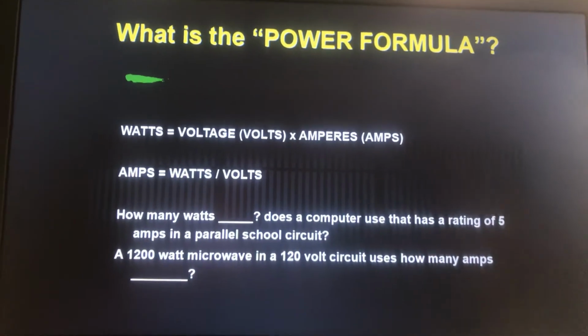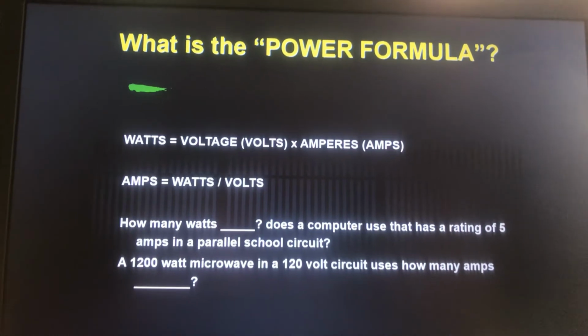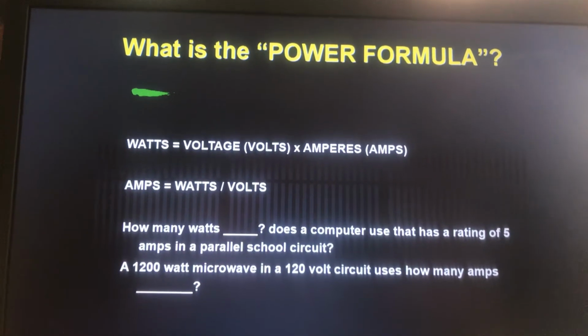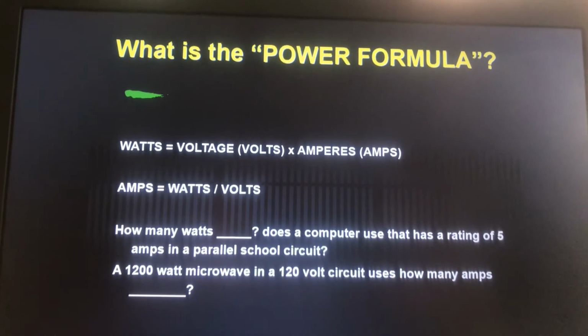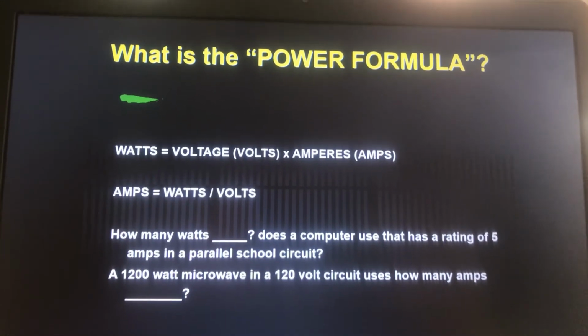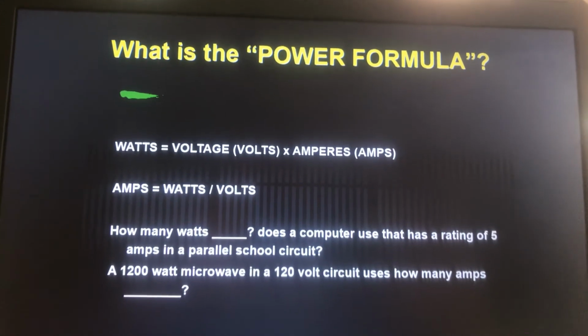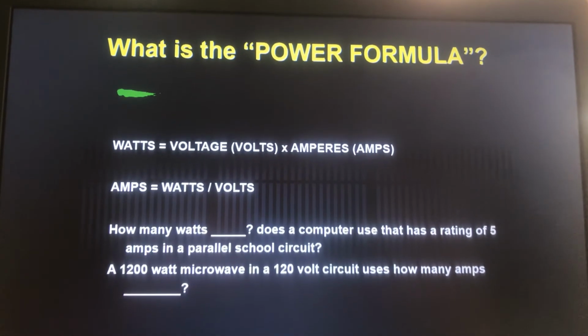Okay, here's the power formula. Power formula is watts equals volts times amps. So if you have a 12 volt system and you've got a 24 watt light bulb, okay, you're going to use 2 amps to do that.